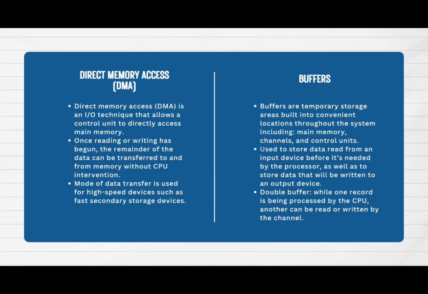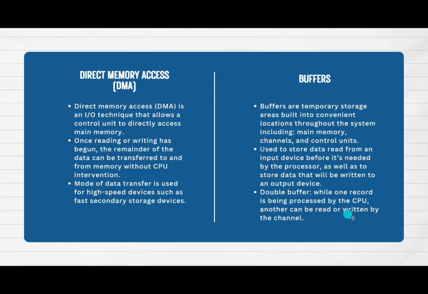So, next we see about direct memory access and buffer. Direct memory access is an input-output technique that allows a control unit to directly access main memory. Once reading or writing has begun, the remainder of the data can be transferred to and from memory without CPU intervention. This mode of data transfer is used for high-speed devices such as fast secondary storage devices.